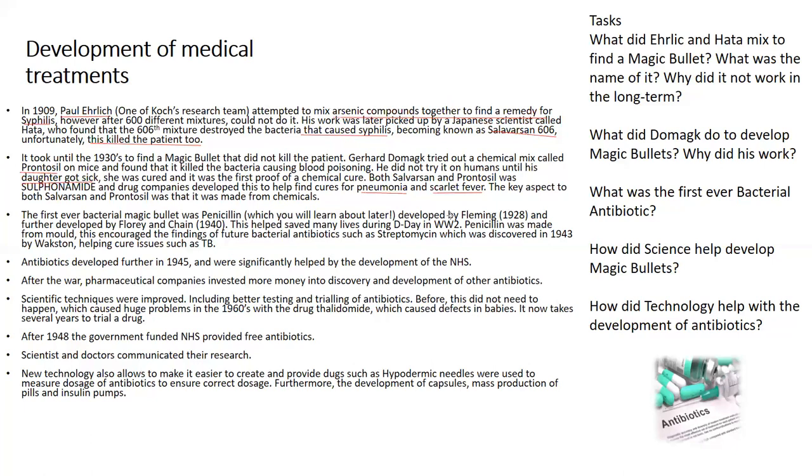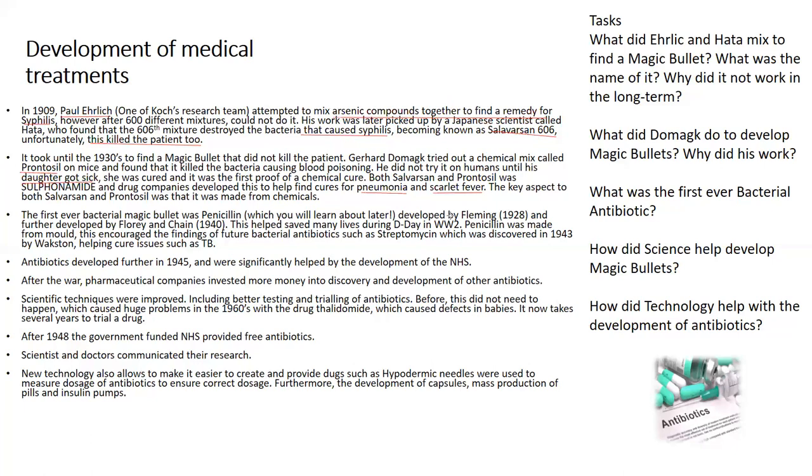So antibiotics developed further in 1945, and they were helped massively by the development of the NHS, which was in 1948. After World War II, 1945, pharmaceutical companies invested more money into discovery and development of other antibiotics. One, to help people, and two, because they realised they would become very wealthy by doing this. So scientific techniques were improved, including better testing and trialling of antibiotics.